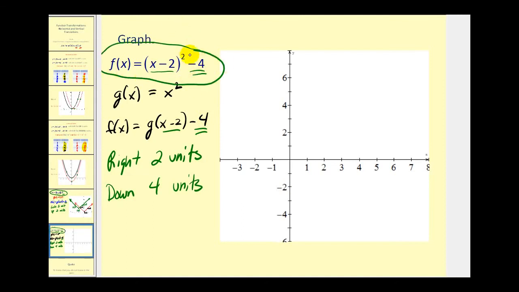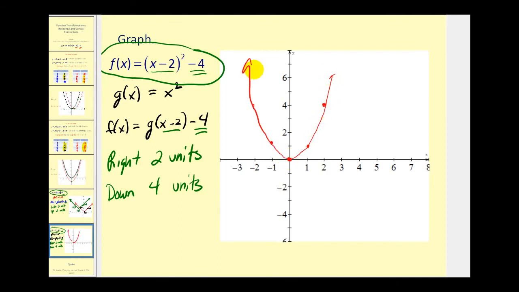So to graph this given function, we should first sketch the graph of the parent function, g of x equals x squared. Let's go ahead and do that. Remember, that's a parabola with its vertex at the origin. So this would be the vertex. 1 squared would be 1, 2 squared would be 4. And then we have a mirror image on the other side of the y-axis. So we have a point here and a point here. So this is the parent function.